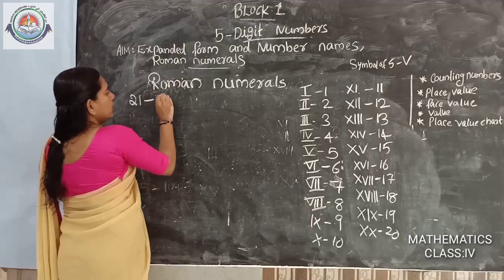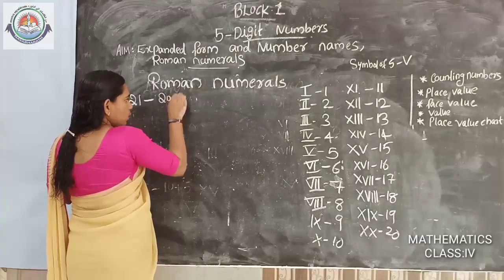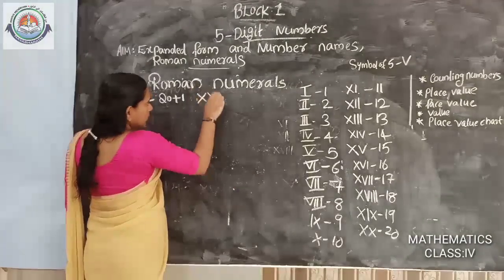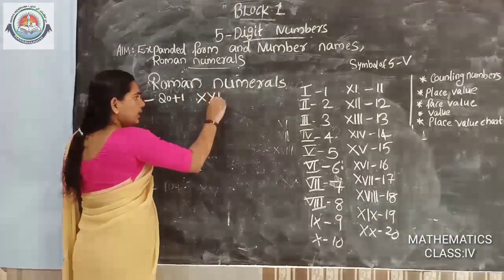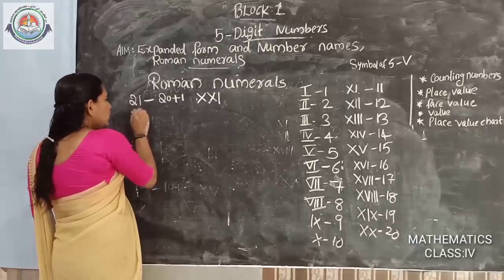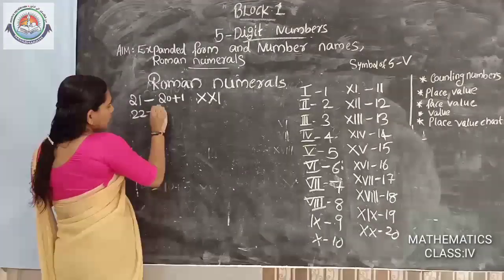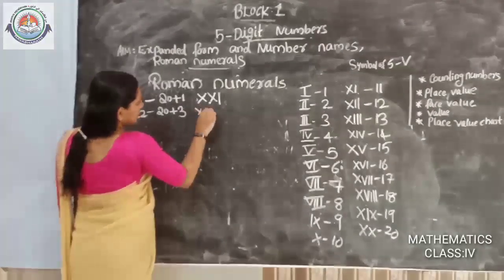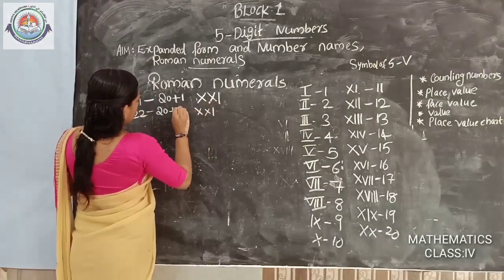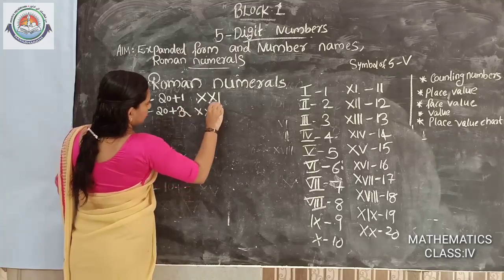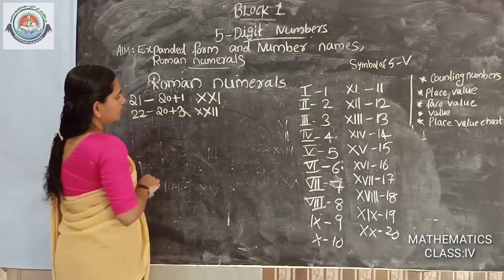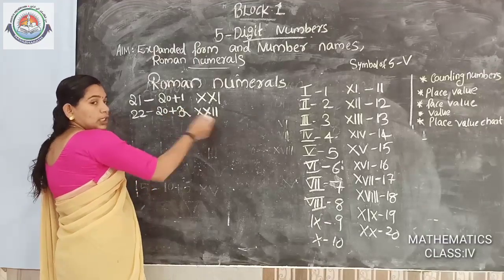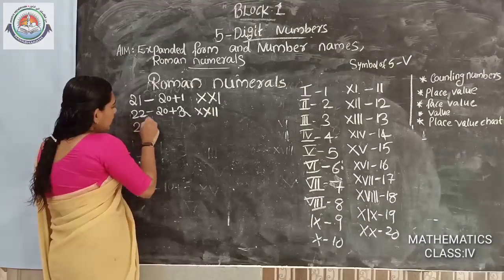We write 20 plus 1. What is the symbol of 20? Then 1. That is 21. 22: 20 plus 2. Symbol of 20 is this. We can write 20 plus 2. 22. 23.